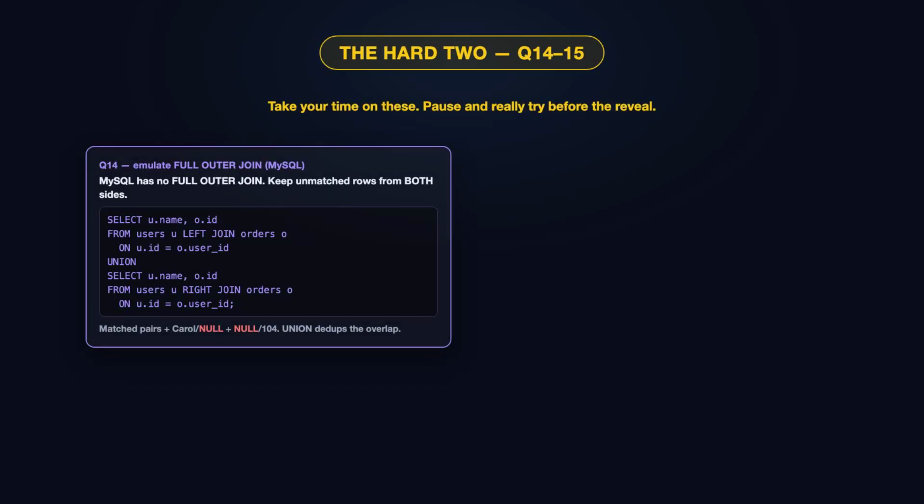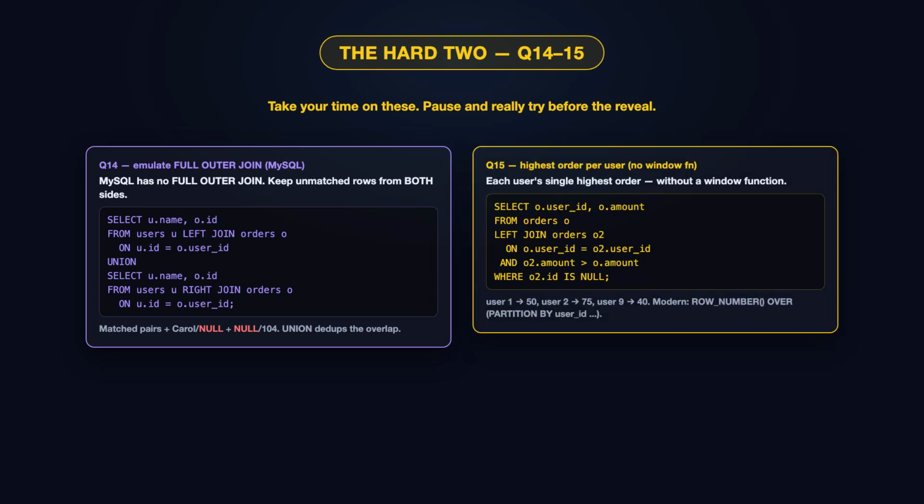The hard 2, questions 14 and 15. Question 14, MySQL has no full outer join keyword. Emulate one over users and orders so you keep unmatched rows from both sides. Pause and write it. Union a left join with a right join. Select from users left join orders, union, select from users right join orders on the same condition.